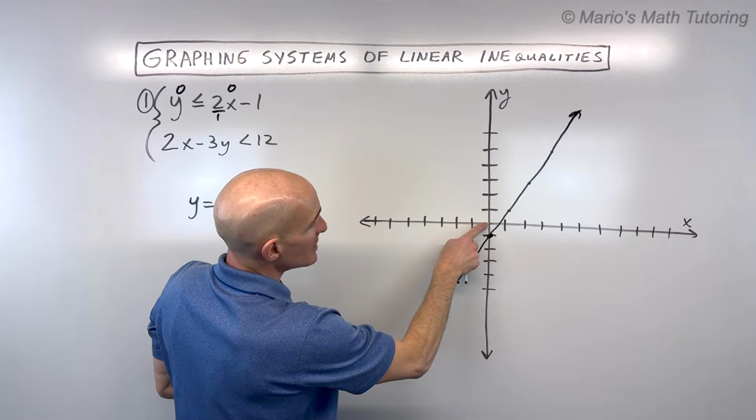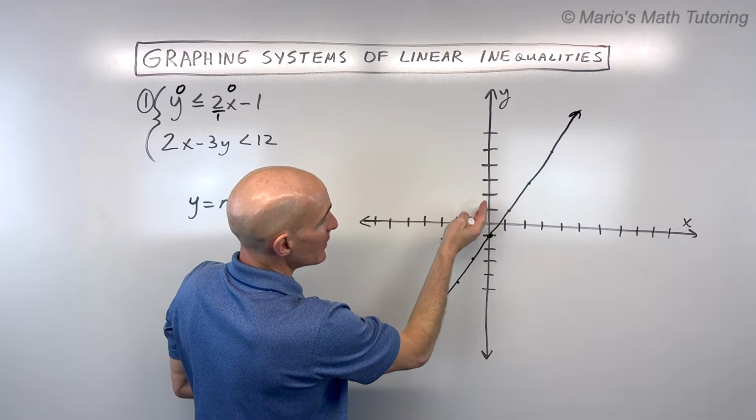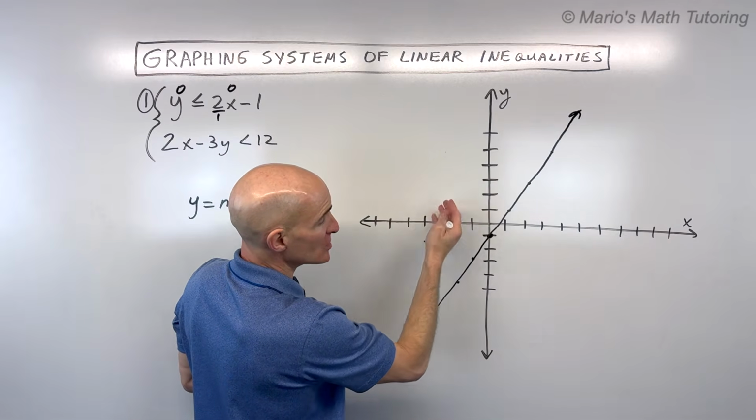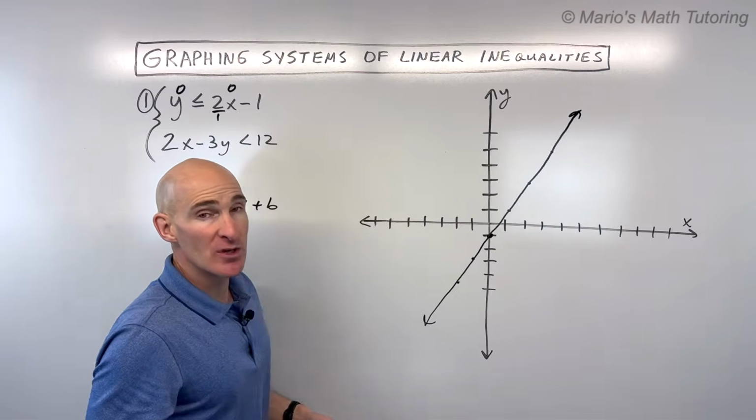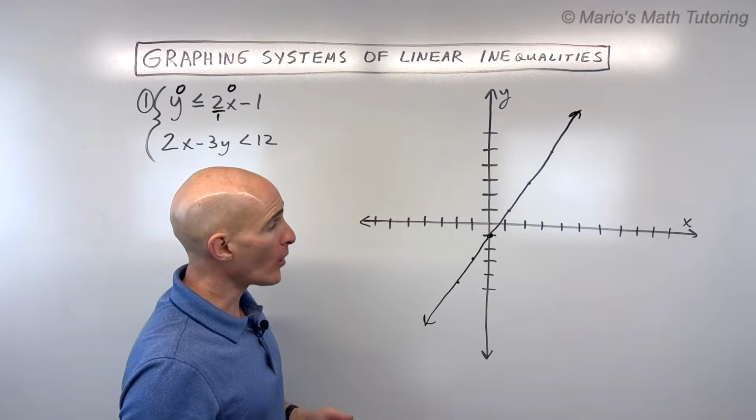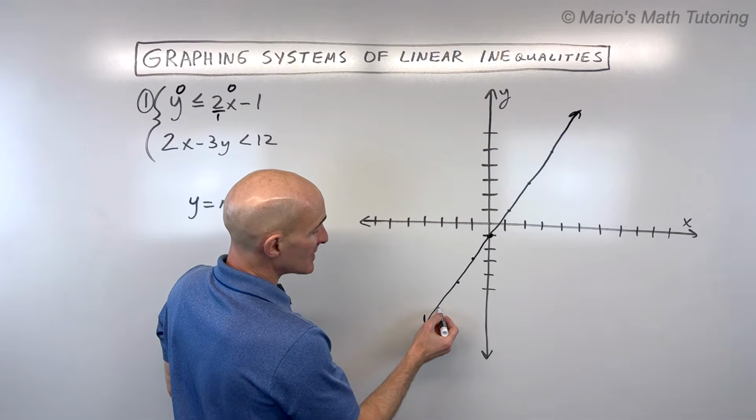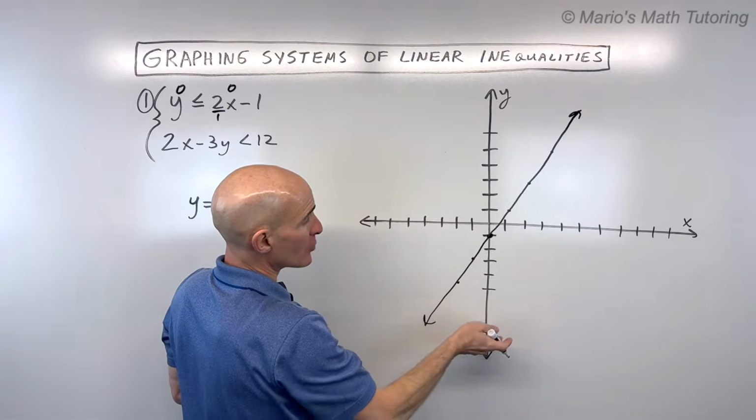So where this test point is at the origin, we don't want to shade on that side of the line. That's the false region. We want to shade on this side. So you can either use the test point method or what I showed you about less than and greater than, so y controlling the vertical direction.